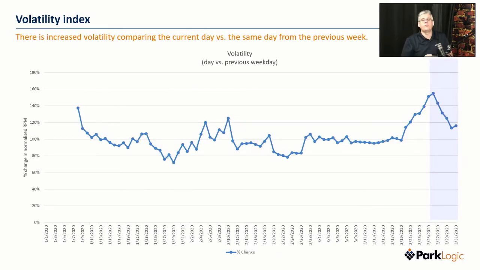So let's look at the overall volatility index. To understand the volatility index, I've had some feedback from people saying they don't quite understand it. What I'm comparing is, say, this last Monday's data versus the previous Mondays, or this Tuesday's versus the previous Tuesday. Is it going up or is it going down? Anything above 100% means it's increasing. Anything below 100% means it's decreasing versus the previous week. So you can see here that there was a massive upswing in increase versus the previous week, from about the 17th of March.